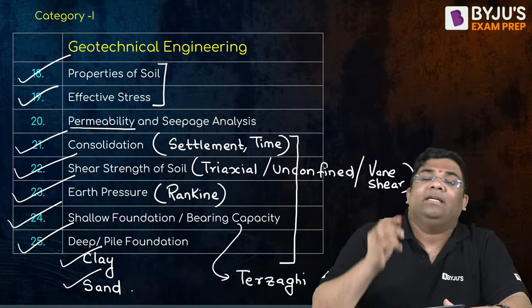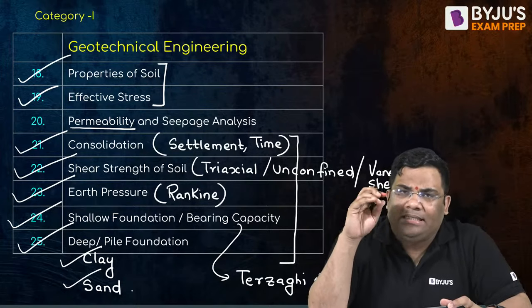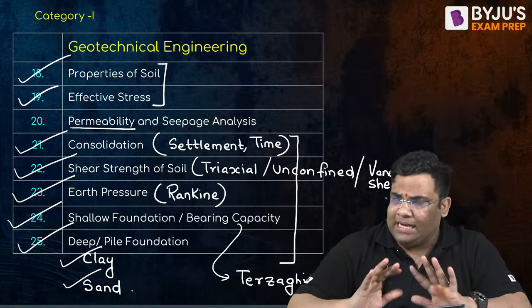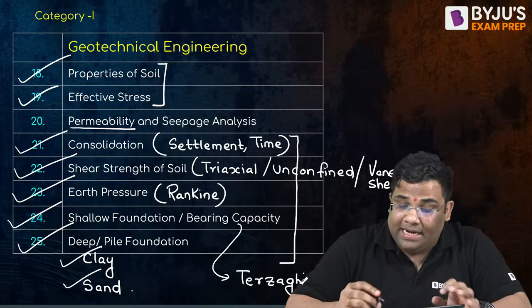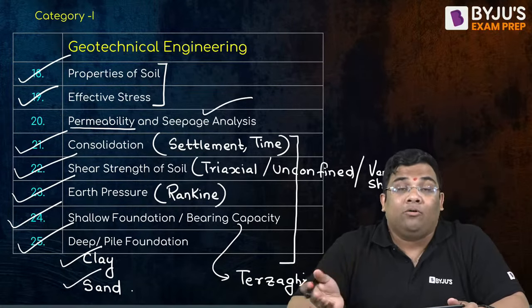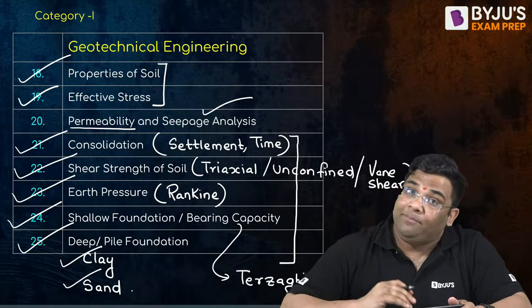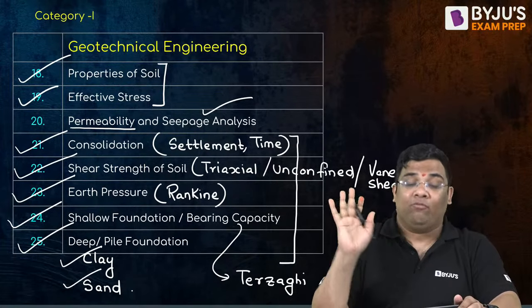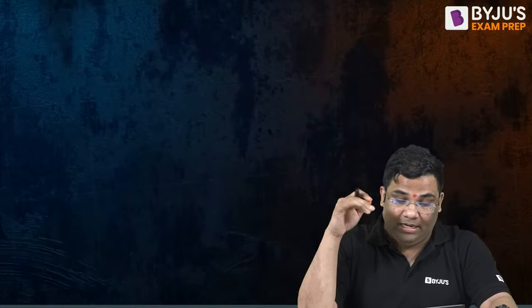Permeability, you should know what? Darcy's law, the determination of permeability. In determination we have constant head and falling head, and then permeability in layered soil and factors affecting permeability. And in seepage, you should know the seepage amount, seepage pressure, and the quicksand condition, safety against piping. All those things you should cover first. This is category one, geotechnical engineering. We have completed 25 topics. Let us go ahead fast.